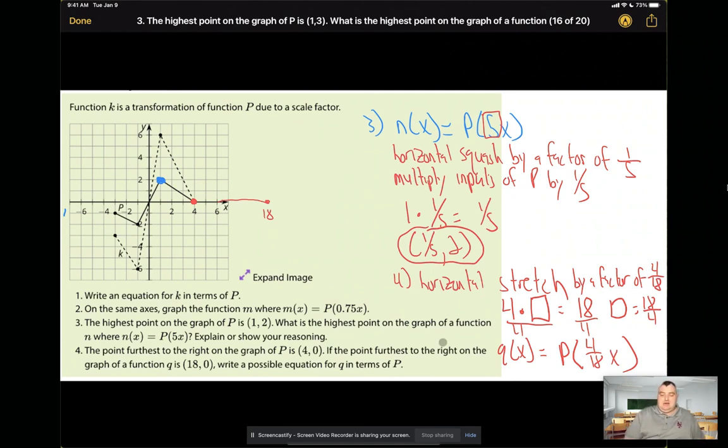So we figured out to go from 4 to 18, we had to multiply by 18/4. Because it's a horizontal stretch, I have to write it like the opposite on the inside. So the opposite of 18/4 is 4/18. So q of x is equal to P of 4/18 times x. So write a possible equation for q in terms of P. This is my equation right here. Okay, so that is it for my examples, and that is it for this lesson.